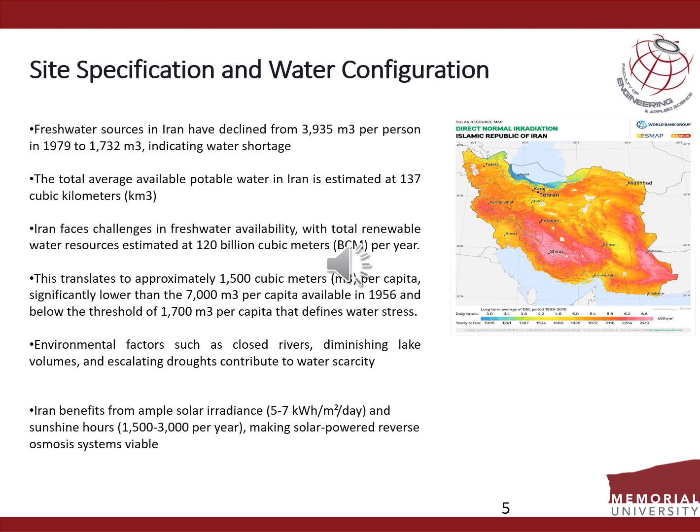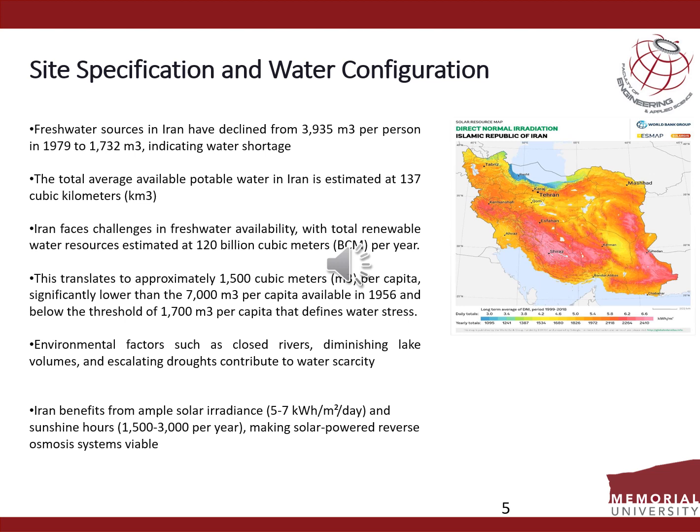I will explain in this slide about the site specifications and water configuration. As you can see, in 1979 the water sources available to Iran were 3935 meter cube per person, but now only 50% is remaining, that is 1732 meter cube. So that indicates there is a huge challenge in Iran for the supply of fresh water.